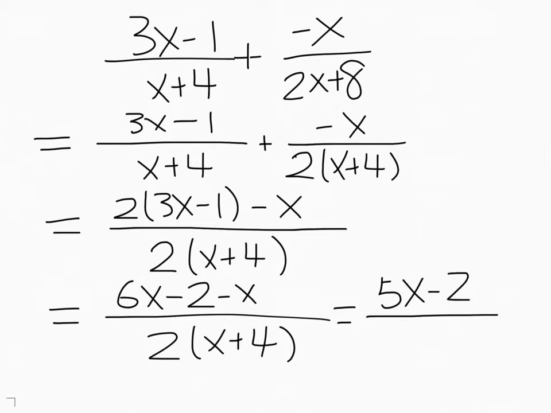At the bottom, you can keep your denominator just like 2 times x plus 4, or you can choose to distribute it, 2x plus 8. They're the same thing. Don't forget to exclude your x values that make your denominators equal to 0. In this case, my x cannot be negative 4.